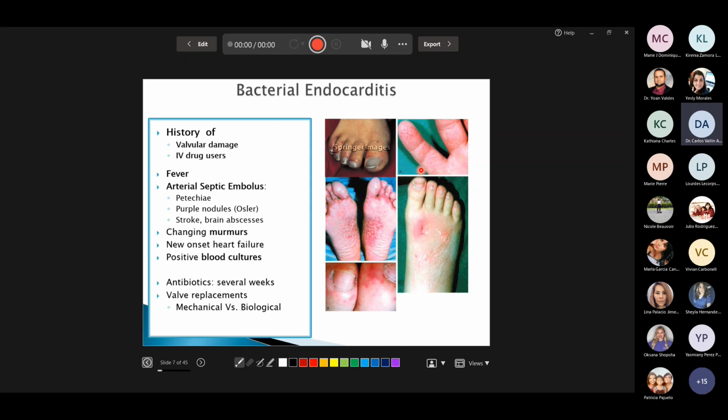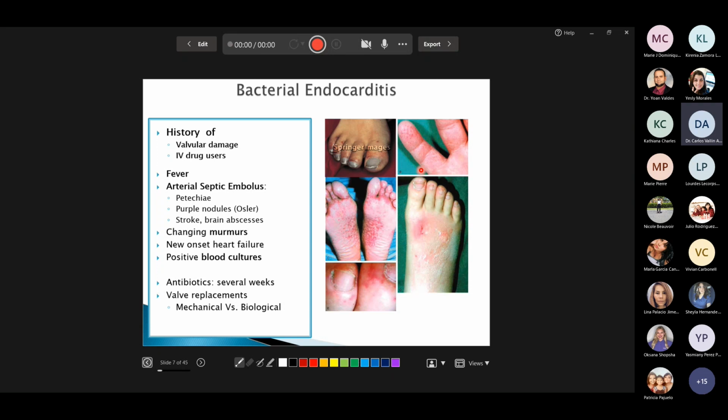The person will be seriously ill. The heart is going to be a disaster because the valve is damaged by the infection. So if the patient had a mild damage in the valve, now they have a severe damage in the valve, with a worsening of the murmurs and the presence of heart failure because of the failure of the pump. And of course, the person will have blood cultures positive for the bacteria that is producing the endocarditis.